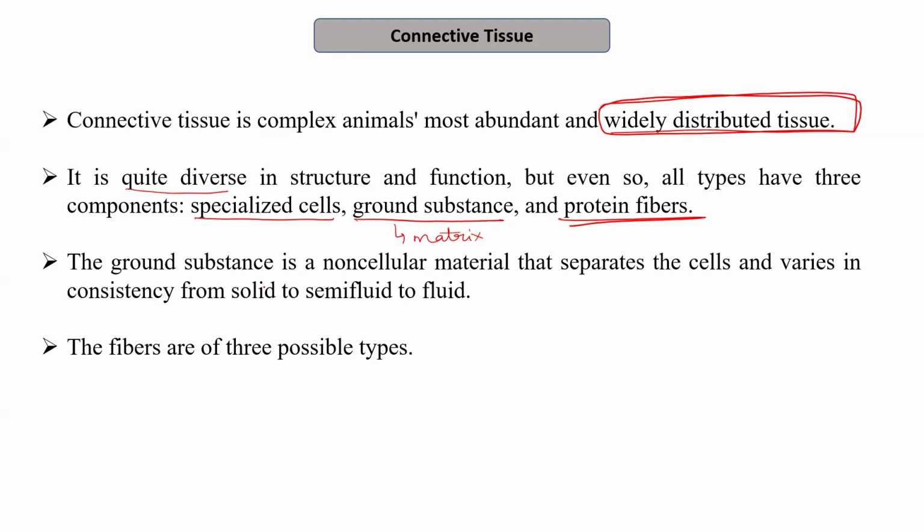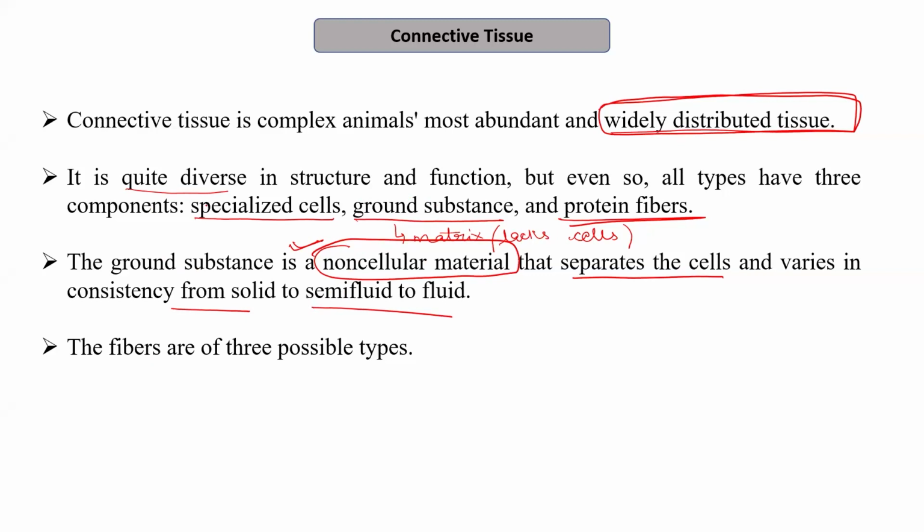So the ground substance is a non-cellular material. It does not have any cellular entity. It is a non-cellular material which helps in separating the cells and varies in consistency from solid to semi-fluid to fluid. So it is not always that the ground substance is a solid substance. It may vary from solid to semi-fluid or fluid in nature. So it is a non-cellular material, that is, it lacks cells. And usually it has mainly water and other inorganic or organic materials present.